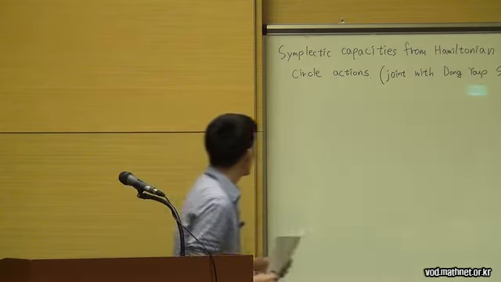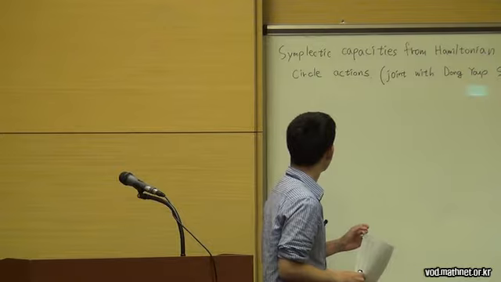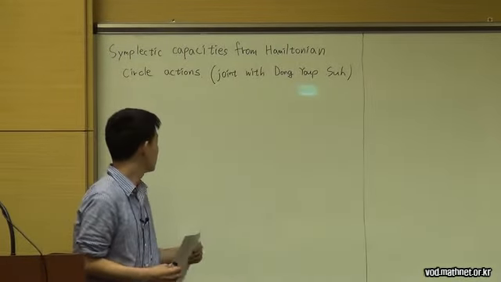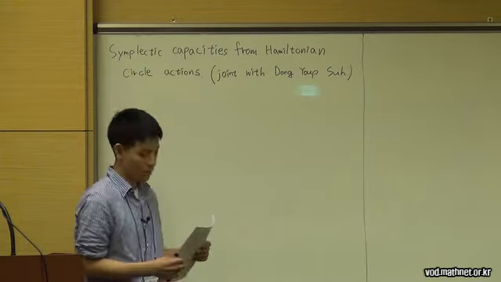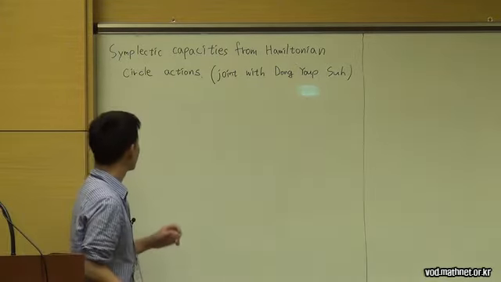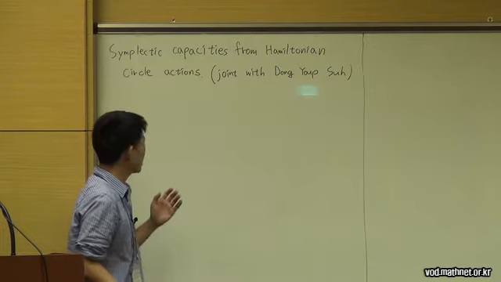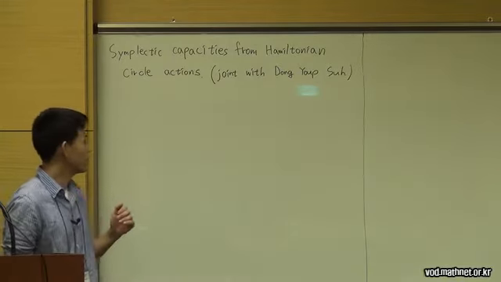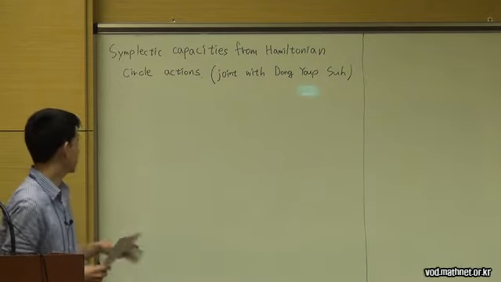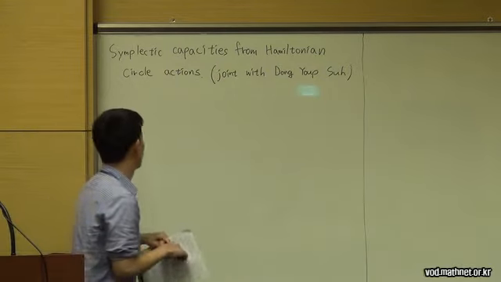I'm going to talk about symplectic capacities from Hamiltonian cell collections, and this is joint work with Professor Cho. First I will remind what the symplectic capacity is, and then talk about the relation with cell collections.